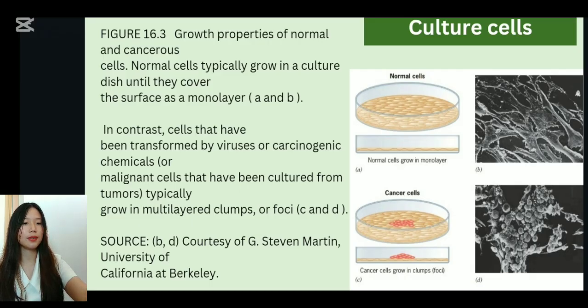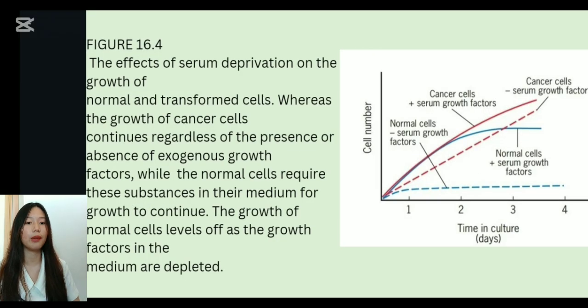So next is figure 16.4. So as you can see in the illustrations, normal cells rely on external growth signals to grow. And their growth stops when these signals are no longer available. However, makikita nyo si cancer cells can keep growing without needing these signals, continuing to divide even in the absence or presence of oxygen. So, ganun ang kanilang pagkakaiba.